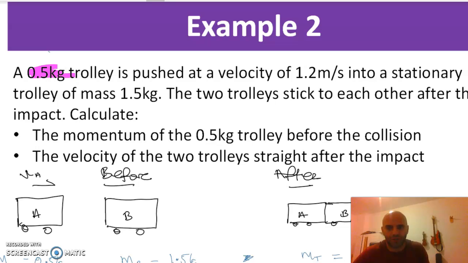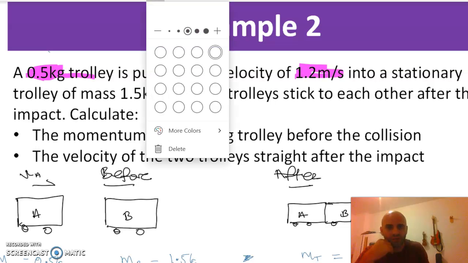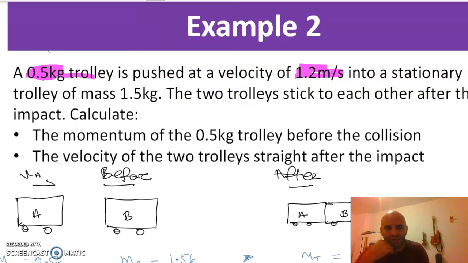So make sure that you're highlighting the key information before. So we've got 0.5 kg trolley has got a velocity of 1.2 meters per second first. Then we know the mass and the initial speed of the second trolley, because we're told that it's stationary. Okay, so stationary is a key word. The two trolleys stick together, so just like example number 1, this is going to be a perfectly inelastic collision.